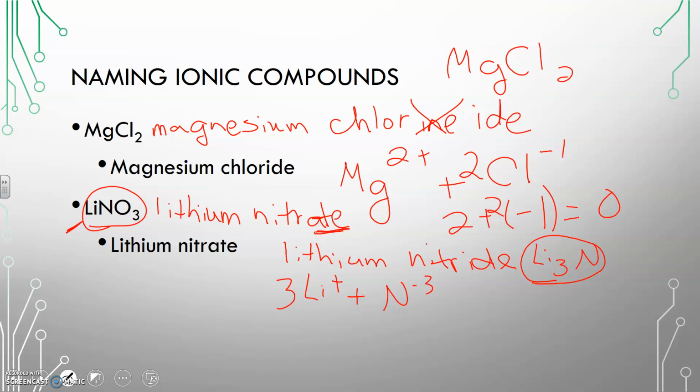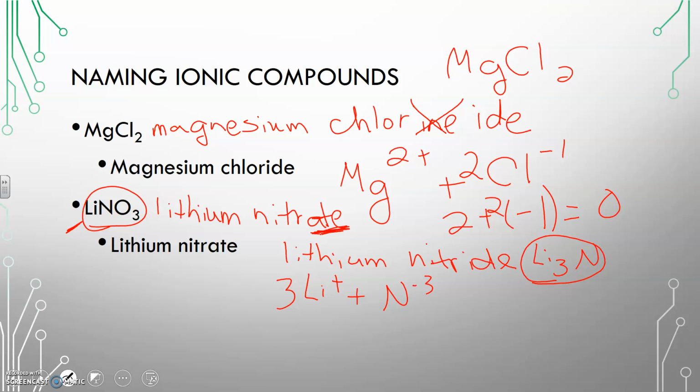Okay? The cations are always relatively easy because they tell you exactly what it is. Okay? There's not a whole lot of difference there. Usually they just come straight off the periodic table. It's just the ending on your anion where things get a little bit tricky. Okay, so this one is lithium nitrate versus lithium nitride.